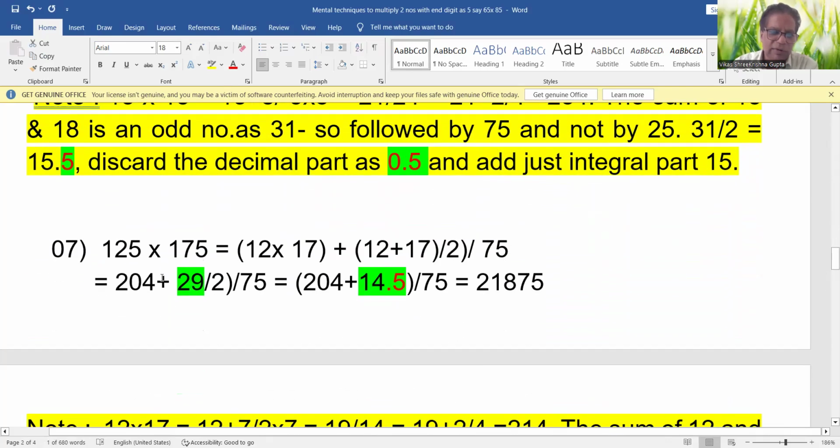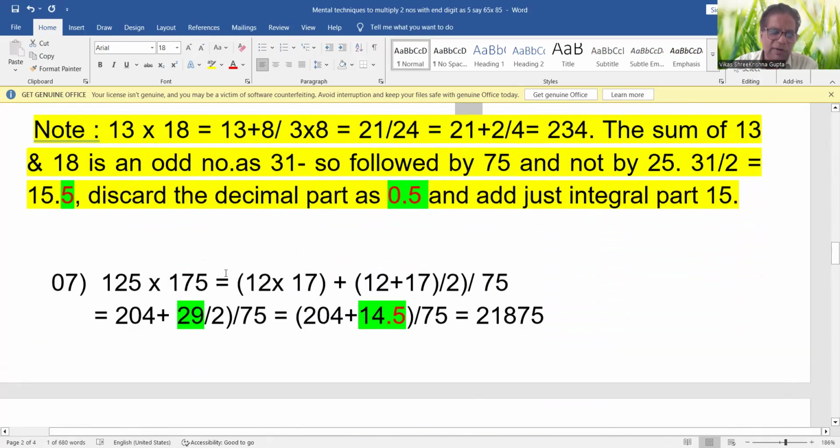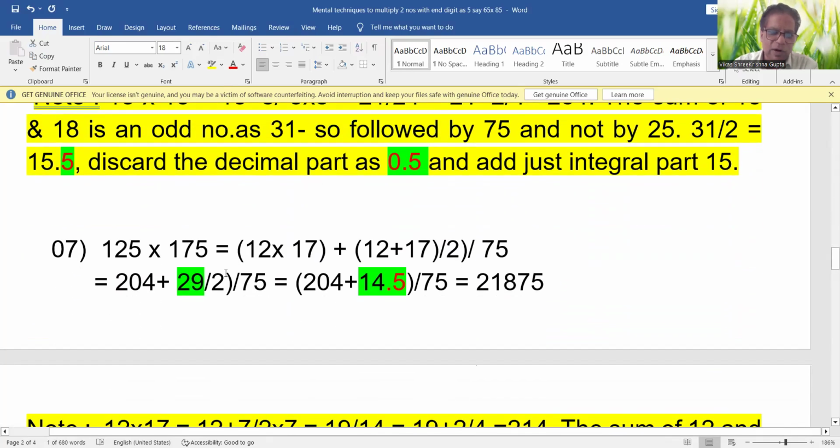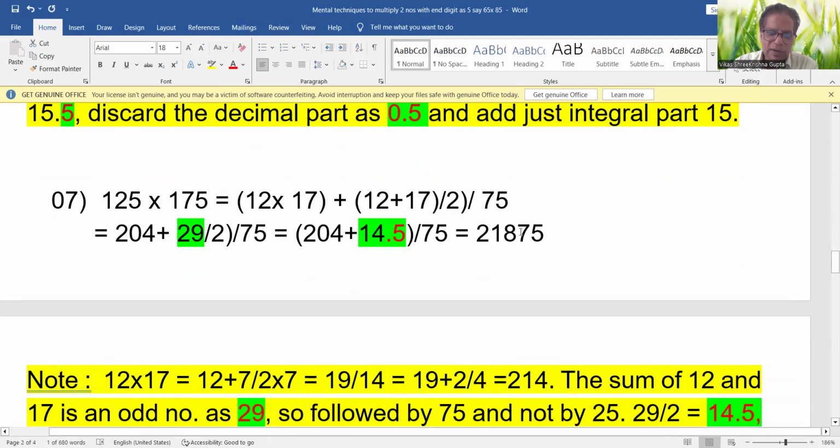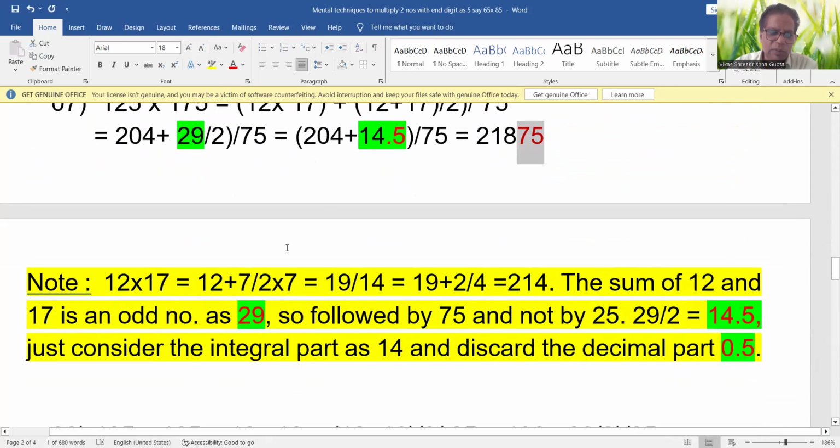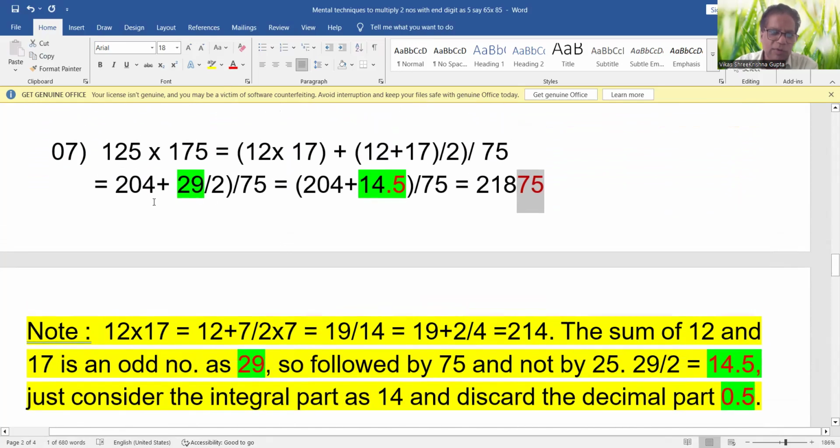You see 125 times 175. Again, 12 plus 17 is an odd number, so it will be followed by 75 and not by 25. Right? How to multiply 12 and 17? I have already shown you. 12 into 17 is 12 plus 7, or 17 plus 2. So it will be 19, and then 2 into 7 is 14. I take 1 over here.